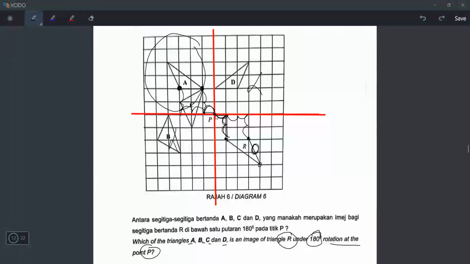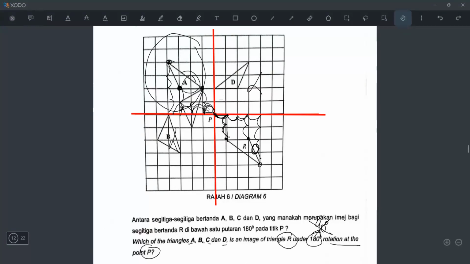Now for the last one. Horizontal 1, 2, 3, 4, and then vertical 1, 2, 3, 4. So the answer is A. But maybe some students will ask this: I thought you have to swap. Horizontal 1, vertical 2, you have to swap to become horizontal 2, vertical 1. No need. You only swap when it's rotation 90 degrees. Rotate 180 degrees, no swapping. Okay?